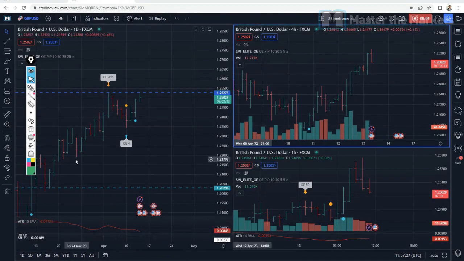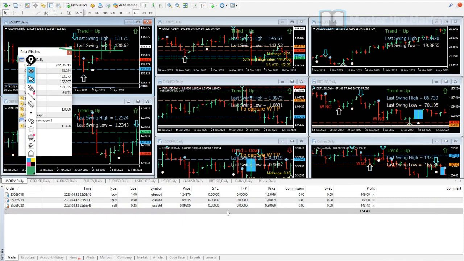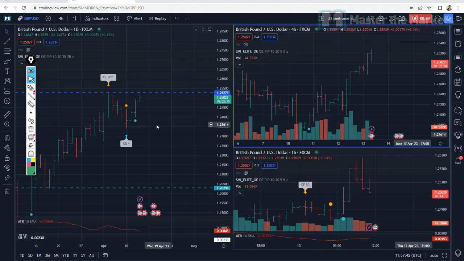Hi traders, here we are looking at the cable chart on the daily, the 4 hour and the 1 hour, and we also have a few end of day positions, just a little under 400 pounds at the moment. What's the basis for all of these trades, and also the GBP USD on the intraday time frame? We're going to be talking about this and more in this video.